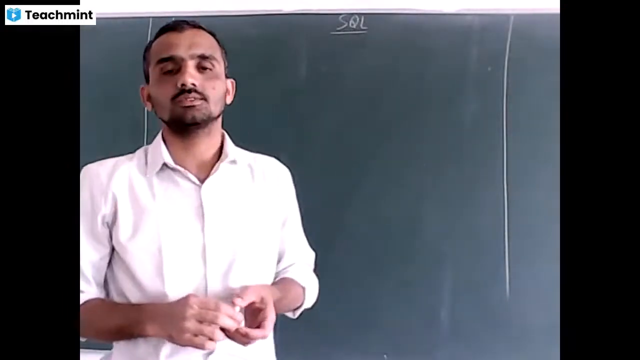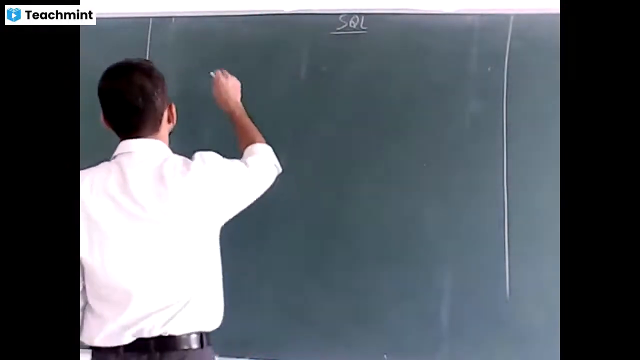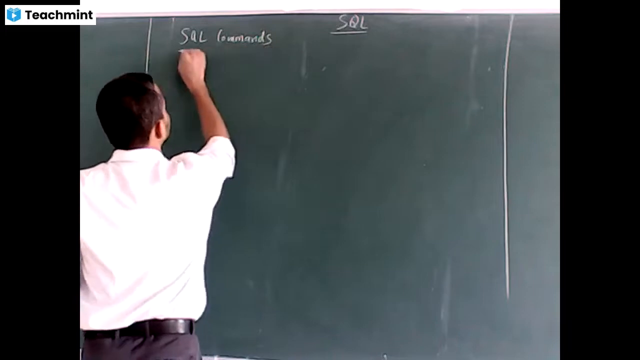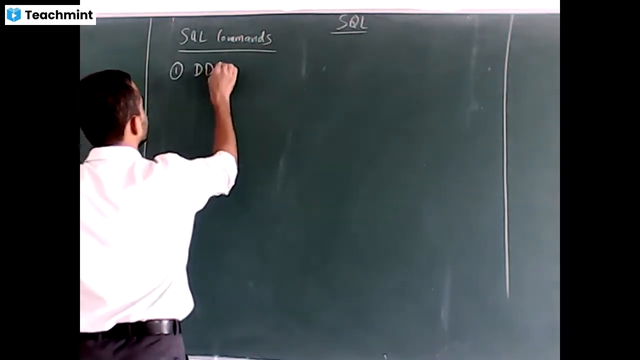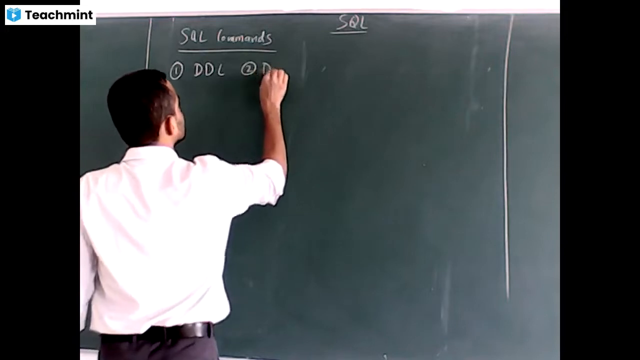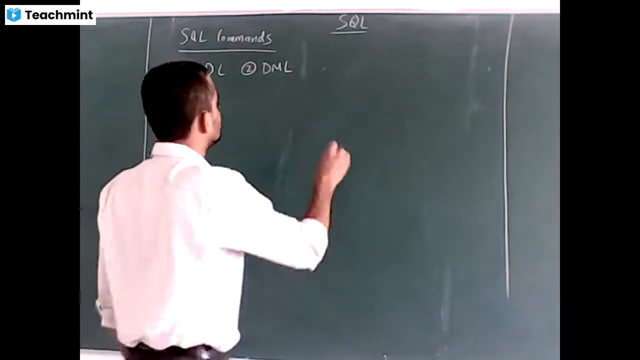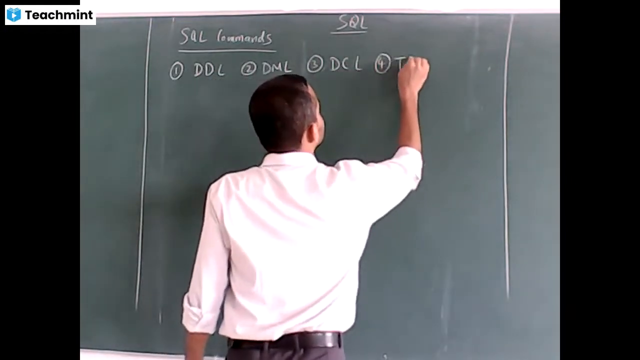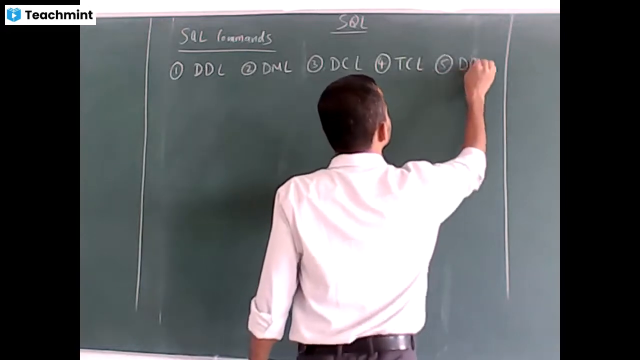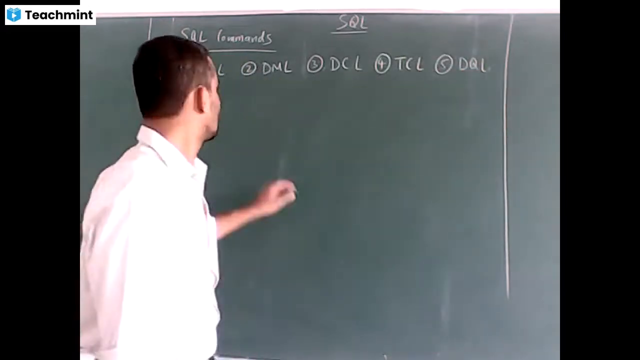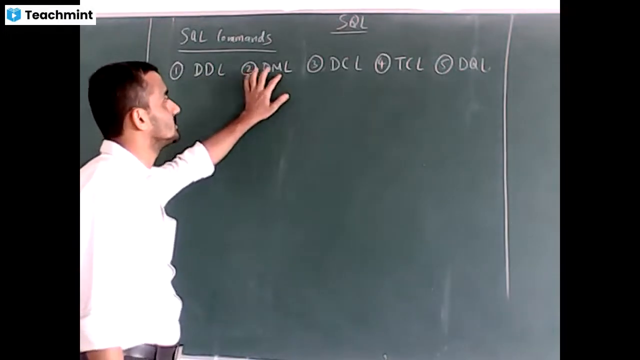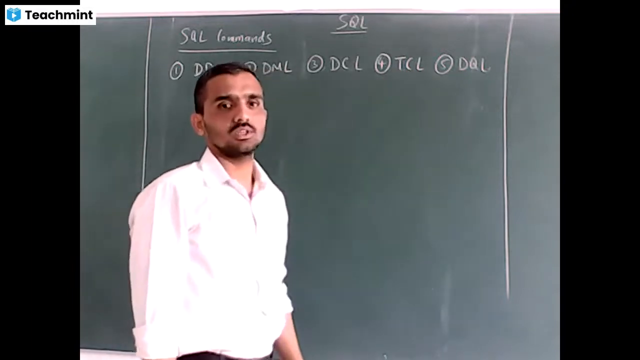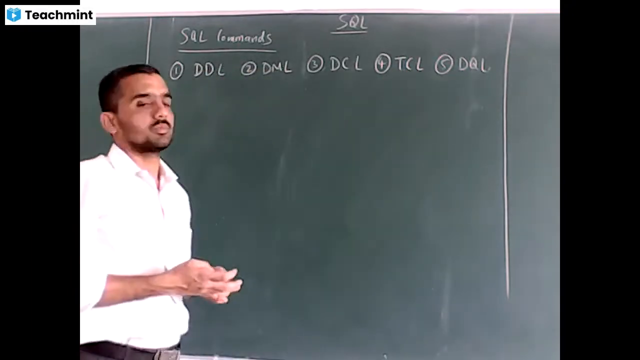In yesterday's class, we discussed 5 types of SQL commands. First one is DDL, data definition language. Next DML, data manipulation language. Third one DCL, data control language. Fourth one TCL, transaction control language. Fifth is DQL, data query language. So these are the 5 groups of SQL commands.